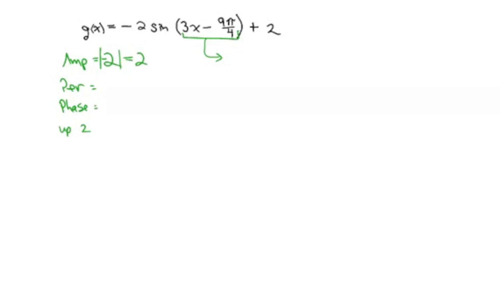Set it equal to 2 pi. So you get 3x minus 9 pi over 4 is equal to 2 pi. So it would be 3x equals 9 pi over 4 plus 2 pi. And definitely do not combine these two. You can, but I don't need you to. You want to keep them separate.